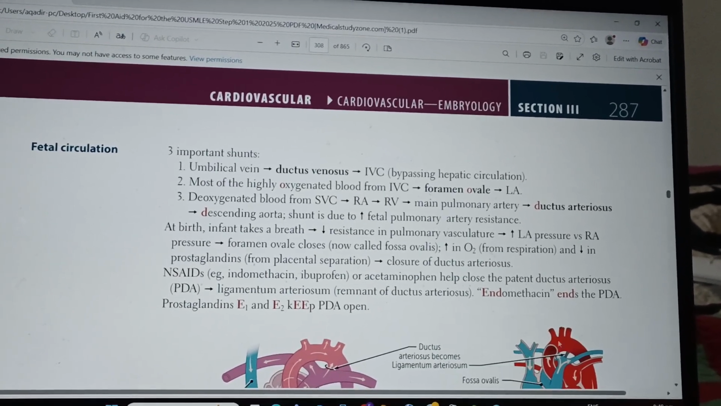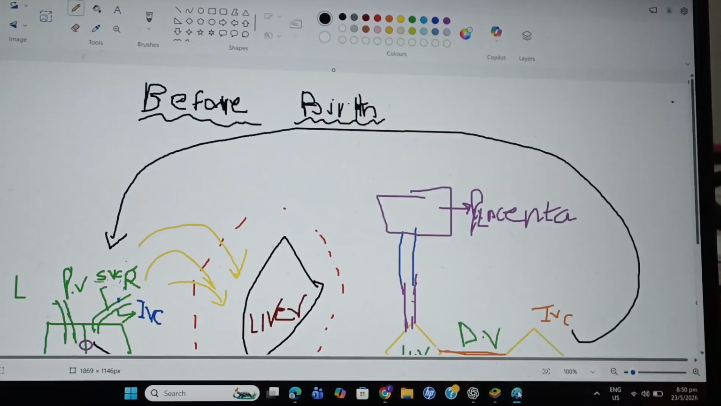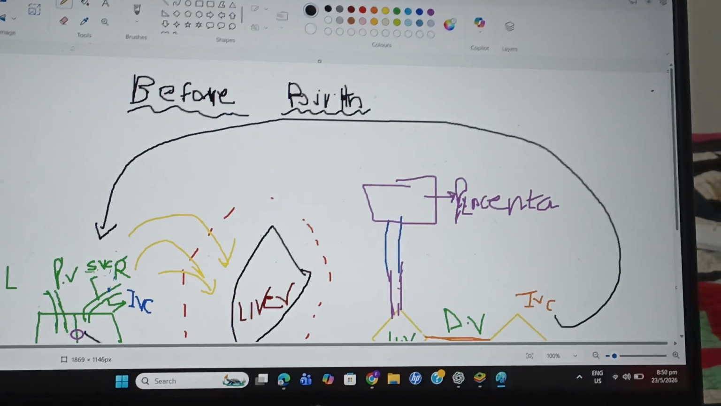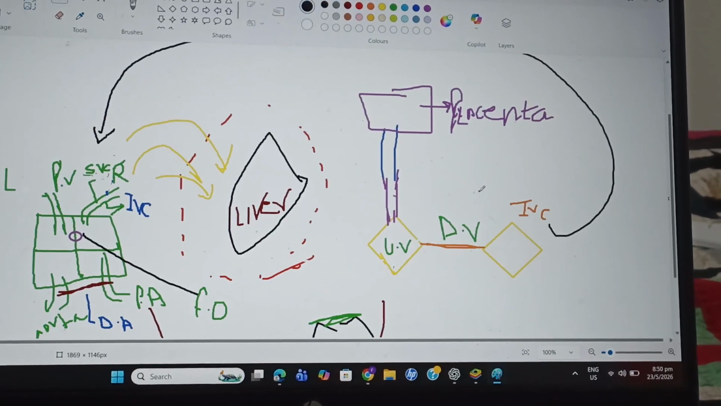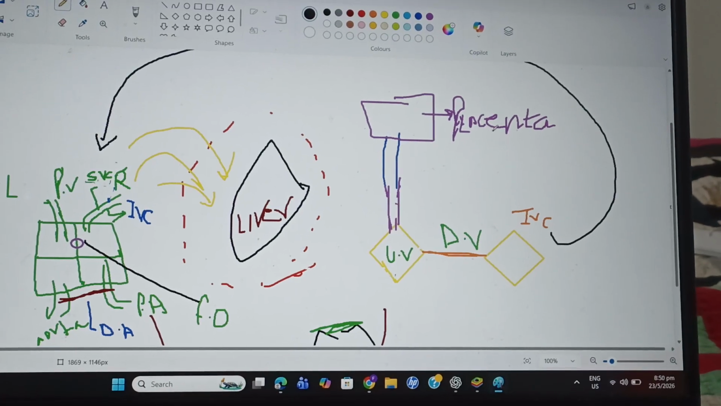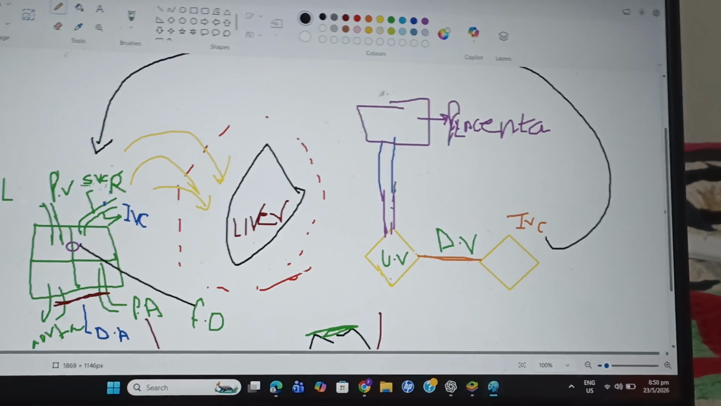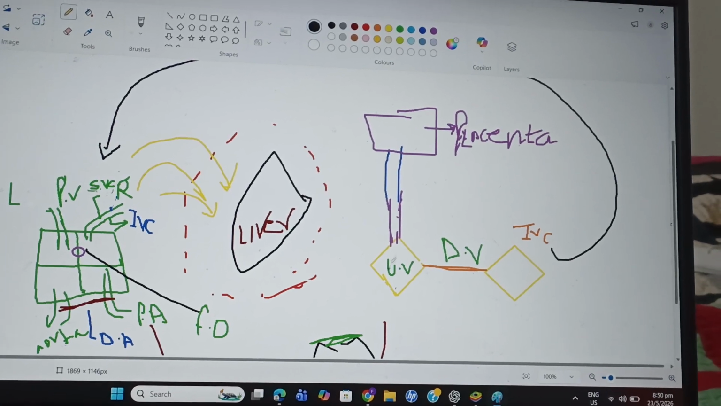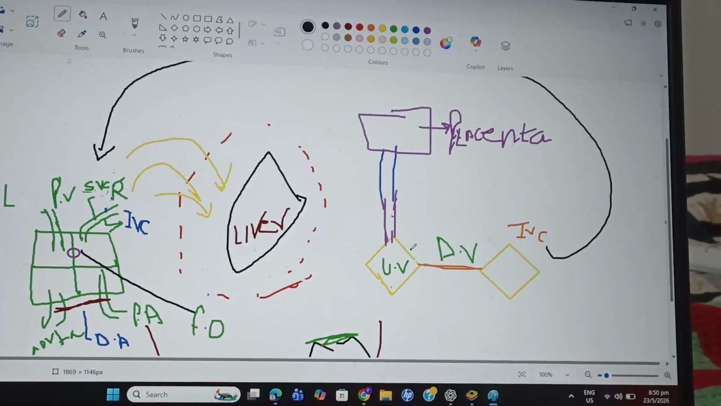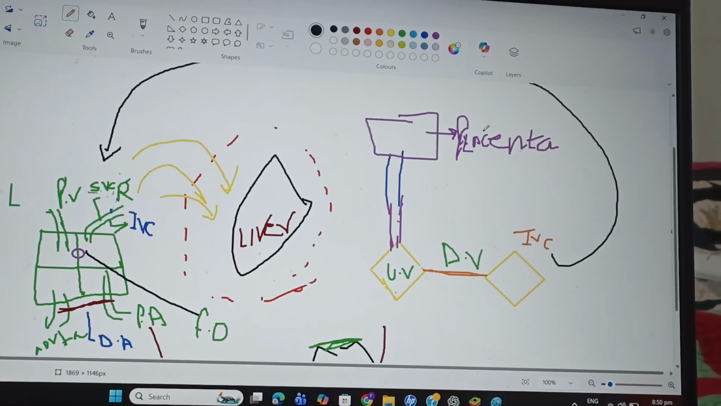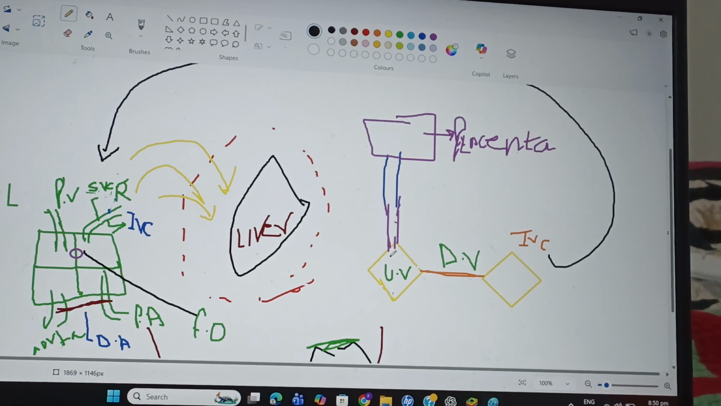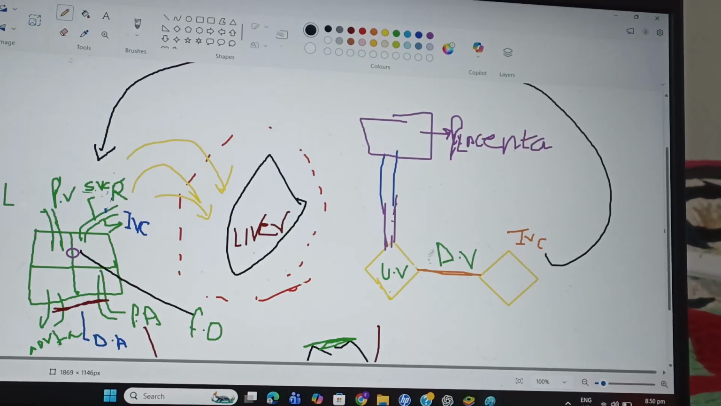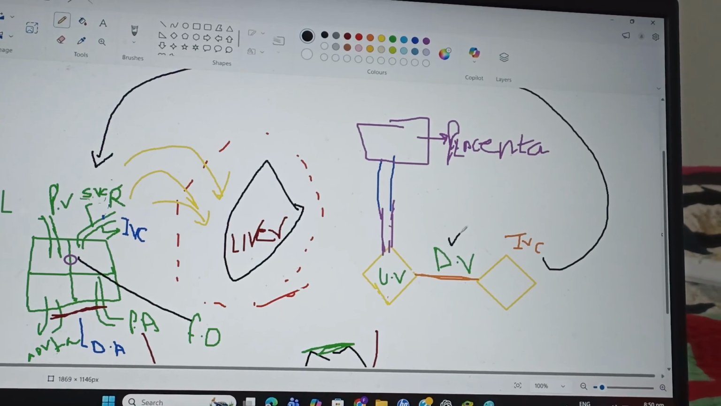This would be very simple reading. Then I drew the diagram to comprehend this very easily. So before birth we have the placenta. We already know we have the placenta, and in this placenta we have blood. This placenta has the umbilical vein. UV means umbilical vein. So this placenta is going to transmit the blood from the umbilical vein to the inferior vena cava by the ductus venosus. This is the first shunt.